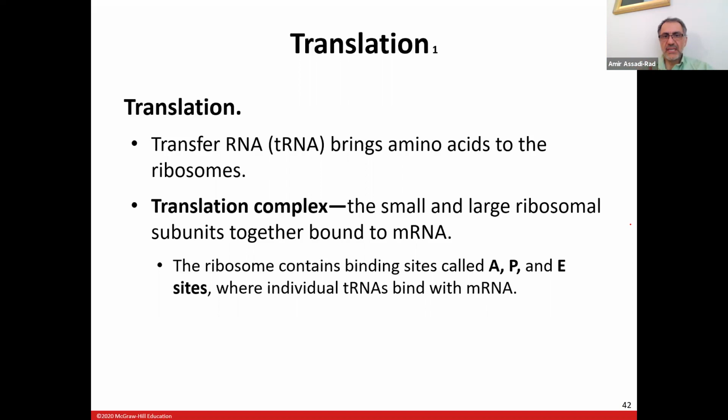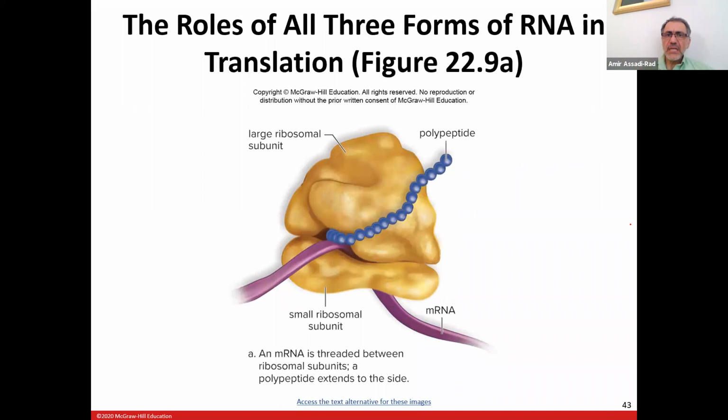And the ribosomes contain binding sites called A, P, E sites, and I will go over that, where individual tRNAs attach. Here is a protein molecule. All of these blue balls are single amino acids, and they are being put together. Here's an mRNA and a ribosome. For example, this is mRNA and ribosome. So it comes through and it's going through.